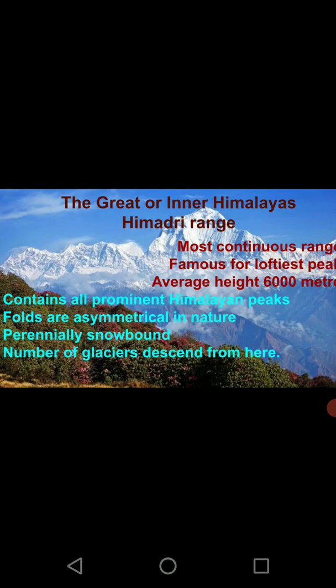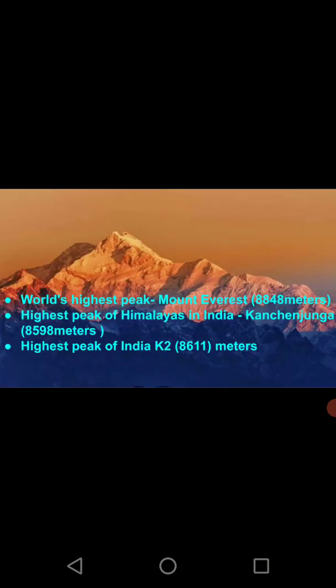This particular range is perennially snowbound, and a number of glaciers come down from here. Now, do you know what glaciers are? Glaciers are ice rivers. The world's highest peak, Mount Everest, is also located here. And India's highest peak in the Himalayas is located in Himadri, that is Kanchenjunga. Another high peak of India lies in the Karakoram range, located above the Himalayas, which is known as K2.